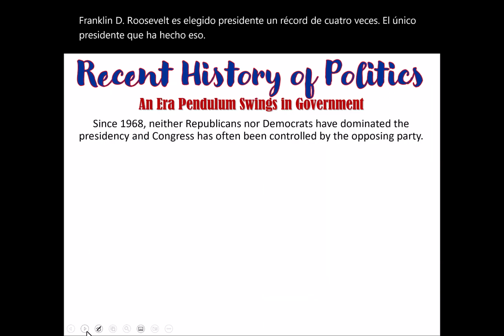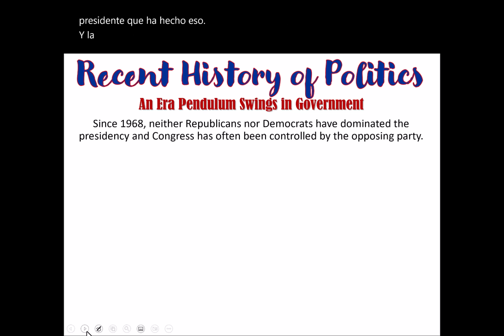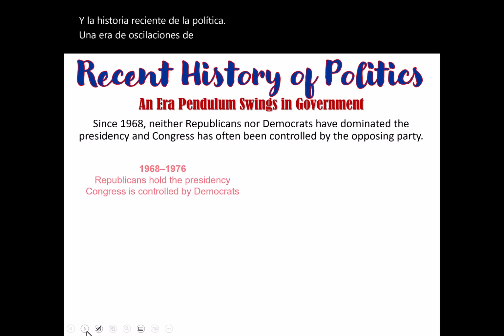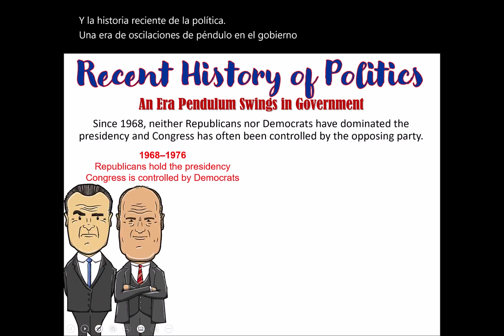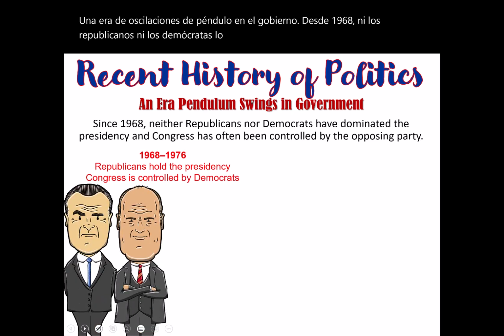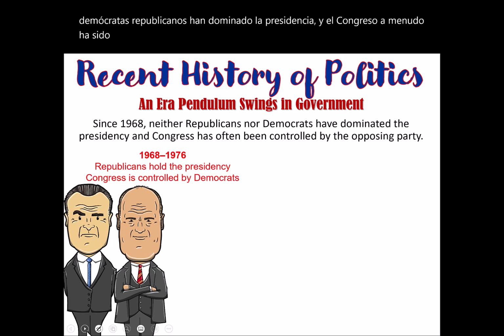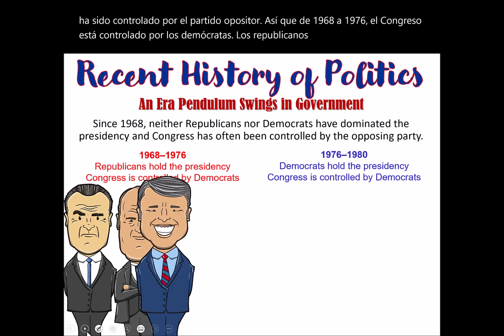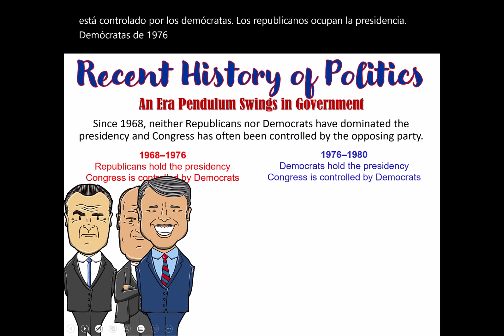And the recent history of politics. An era of pendulum swings in government. Since 1968, neither Republicans nor Democrats have dominated the presidency, and Congress has often been controlled by the opposing party. From 1968 to 1976, Congress is controlled by Democrats, Republicans hold the presidency. 1976 to 1980, Democrats hold the presidency, Congress is controlled by Democrats.